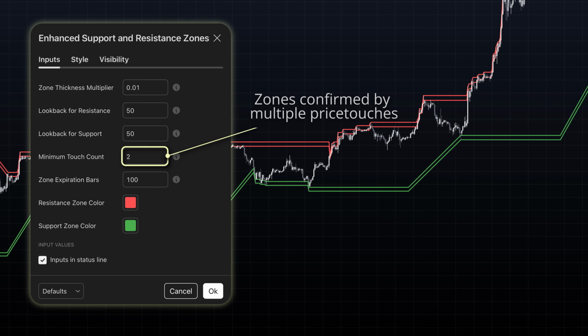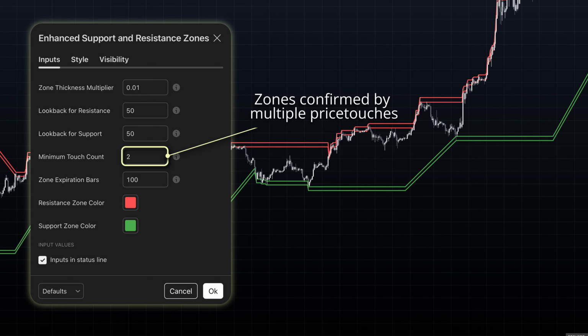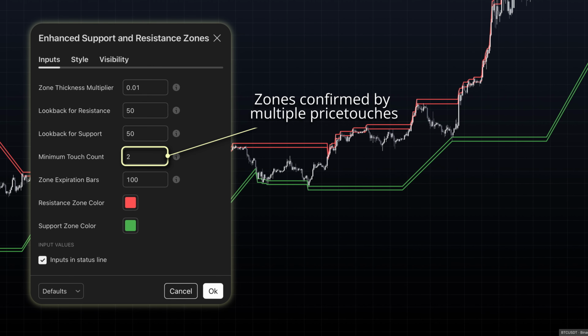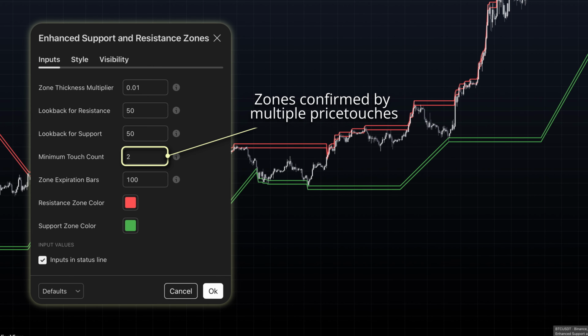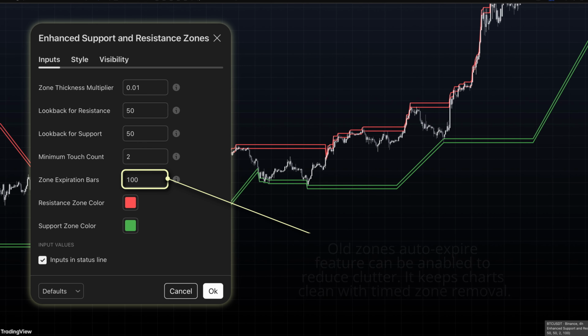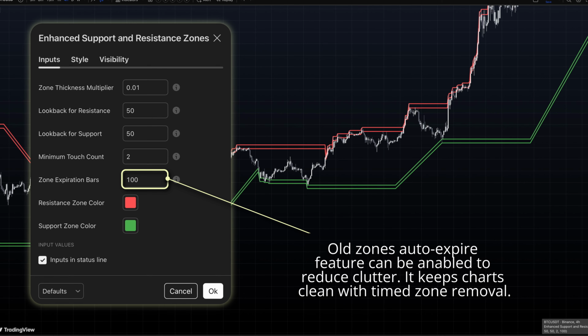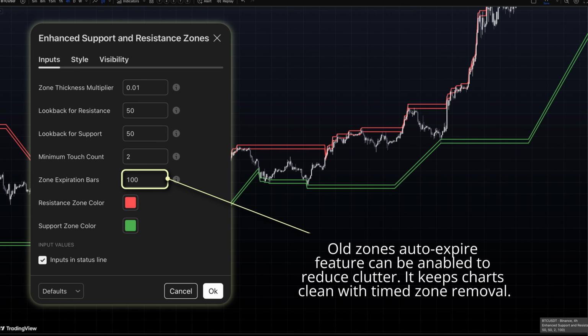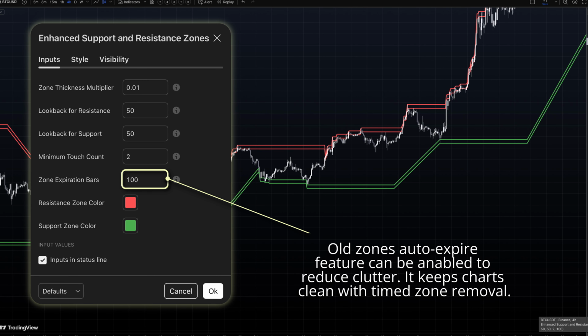What makes this indicator particularly useful is its validation system. Zones only appear after receiving a minimum number of touches from price, confirming their significance. Additionally, the indicator includes an automatic expiration feature that removes zones after a specified number of bars, ensuring only relevant levels remain visible.